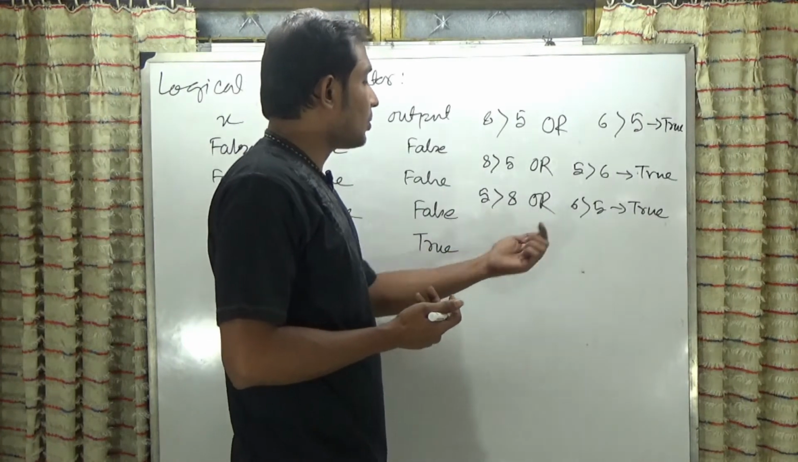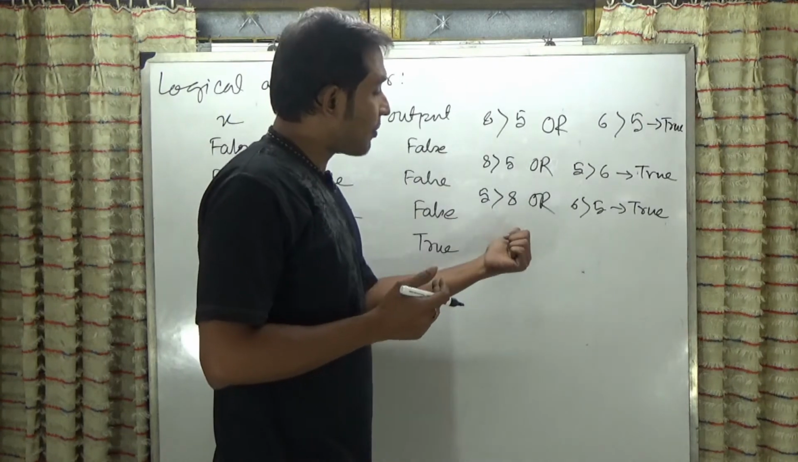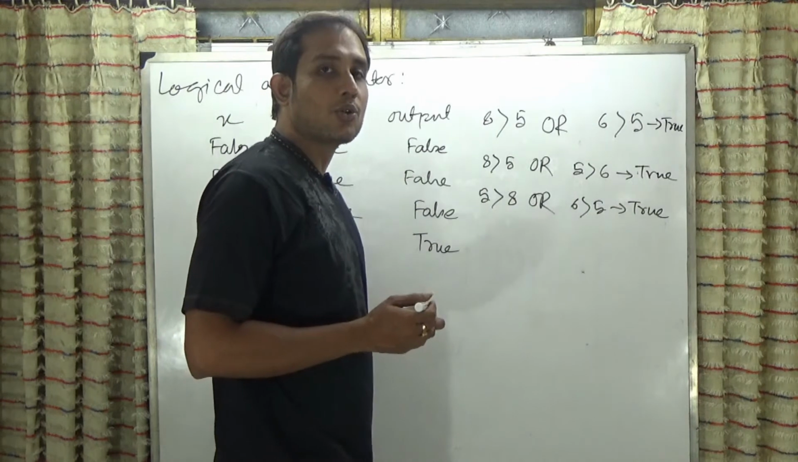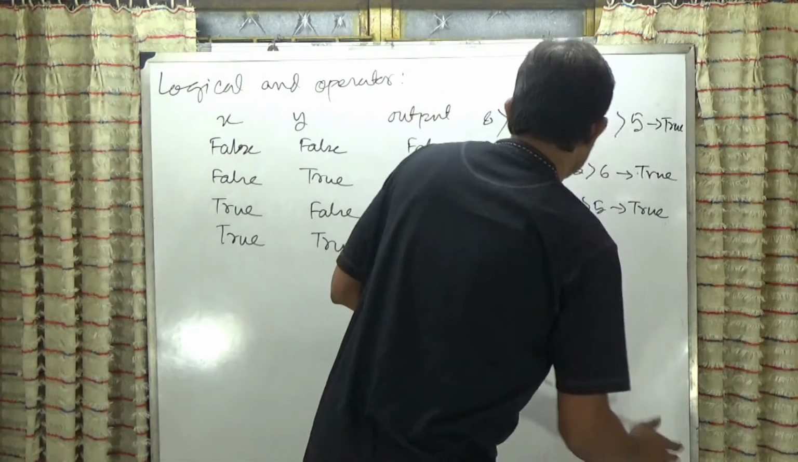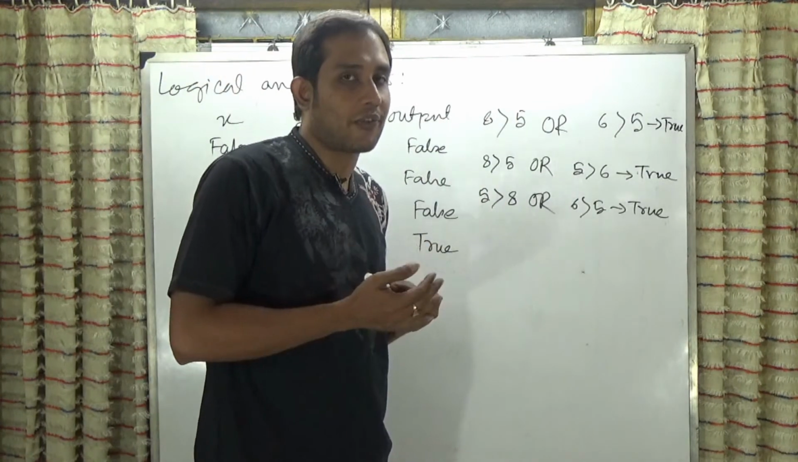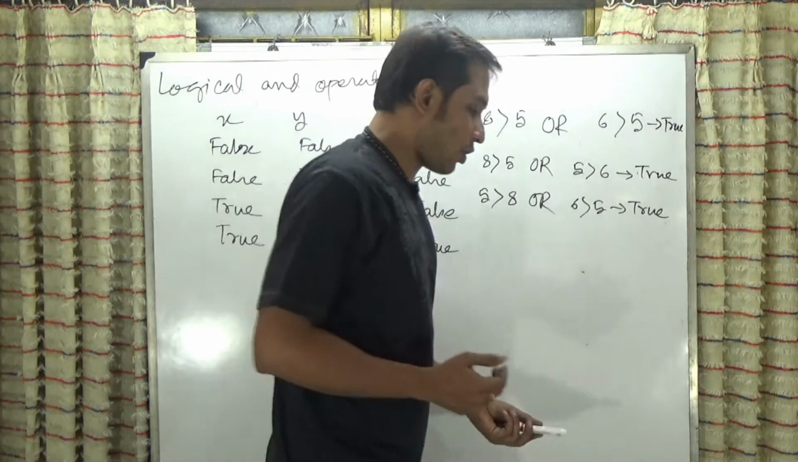But in the third one, the first condition becomes false, and in this case only the last condition is going to be checked. So this is how the logical OR operator actually works, and this is the basic difference in the checking technique for the logical OR and logical AND operators.